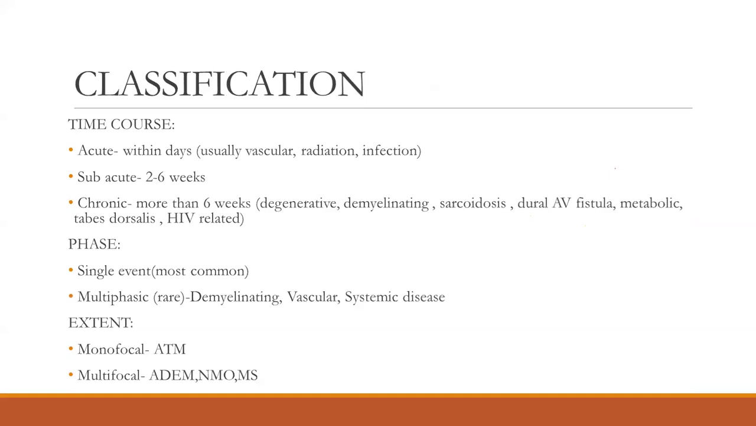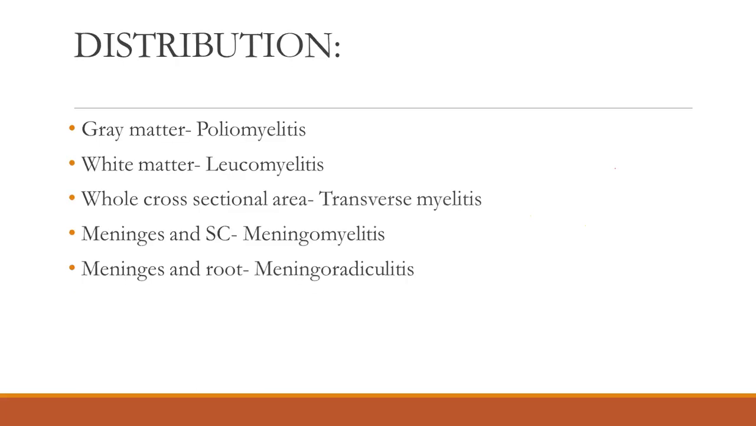As I said, time course: acute is within days to 2 weeks, subacute is 2 to 6 weeks, and chronic is more than 6 weeks. Phase is important because of whether it is a monophasic or a multiphasic illness. Monophasic acute illness is usually seen in transverse myelitis and cases of ADEM. Multiphasic illnesses are usually seen more often in demyelinating diseases like MS and NMO spectrum disorders. And again, extent: whether it is in one particular place, called monofocal, or in multiple places, called multifocal.